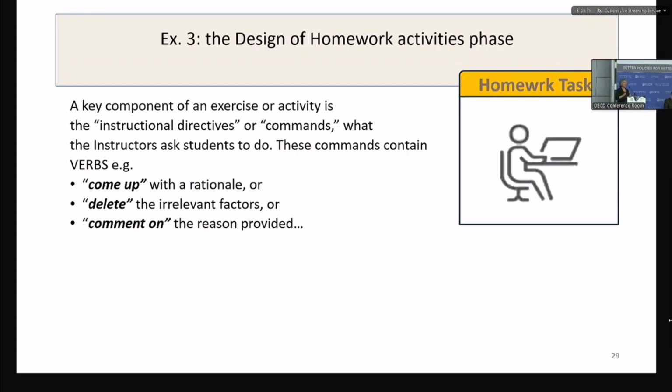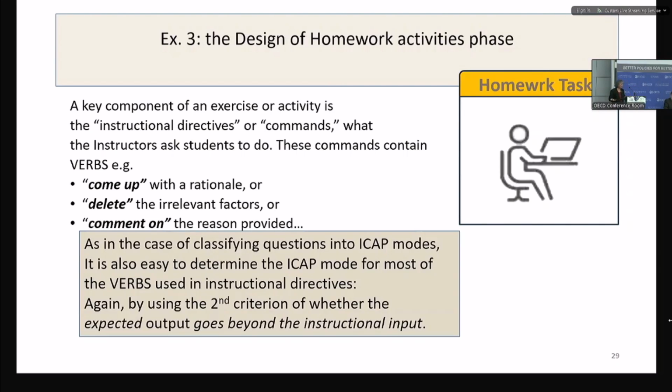So now let's look at the design of the homework phase. A key component of exercises or activities that instructors design is what I call instructional directives or commands, what the students need to do in the activity, right? So these commands turn out to contain verbs. So: come up with a rationale, delete the irrelevant information, or comment on the reasons given. Okay, so these commands in the exercises tend to have a verb.